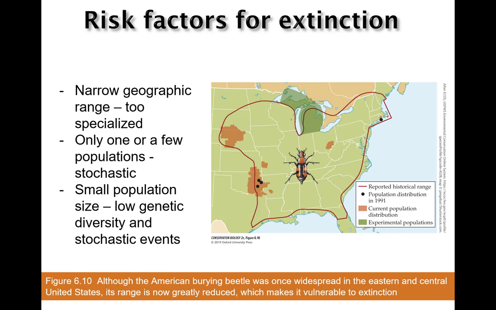When we have only one or a few populations, which is what is brought up here with this American burying beetle, they used to have several different populations spread over a very wide area. Now they've been reduced to only a few remnant populations. All of a sudden, then they can be more vulnerable to extinction. We also have small population size that leads to low genetic diversity, and also stochastic events that can lead to a decline in that species. And we'll talk more about genetic diversity here in just a minute.